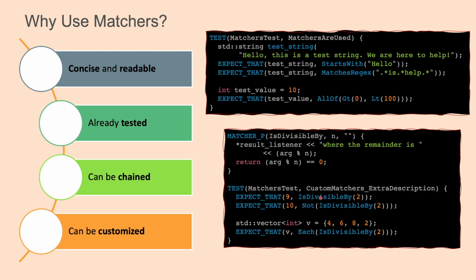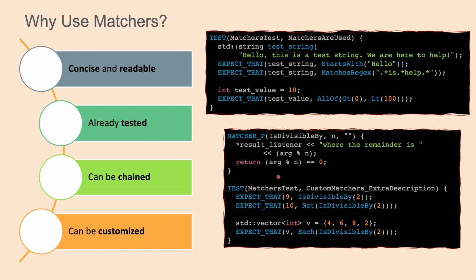Once you define your own matcher, then you can combine it with other matchers. For example, here I'm testing if 10 is not divisible by 2, or here I'm testing if each item in vector v is divisible by 2. So I hope you're now convinced that the matchers are very convenient to use, and a lot of them are provided to you which you don't have to test.